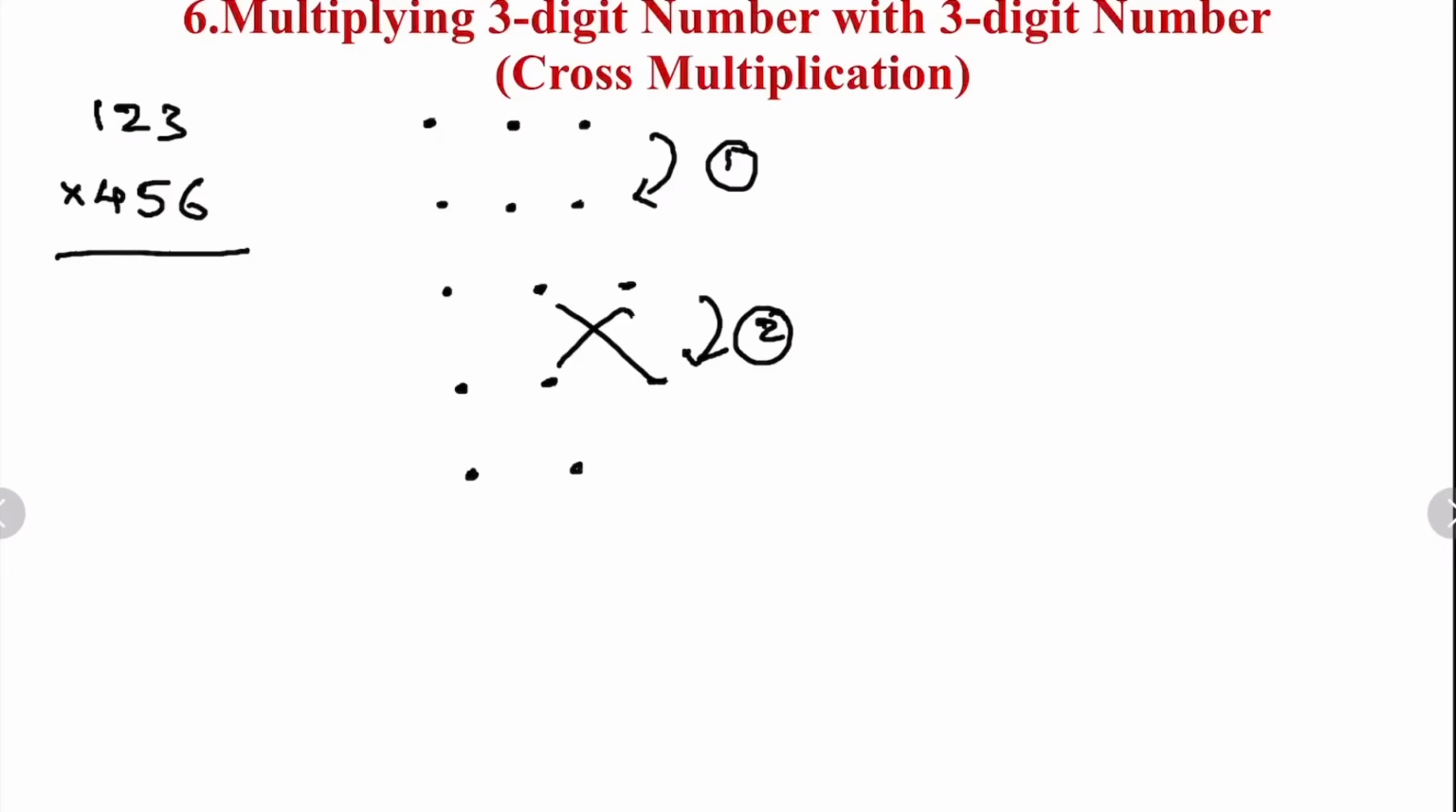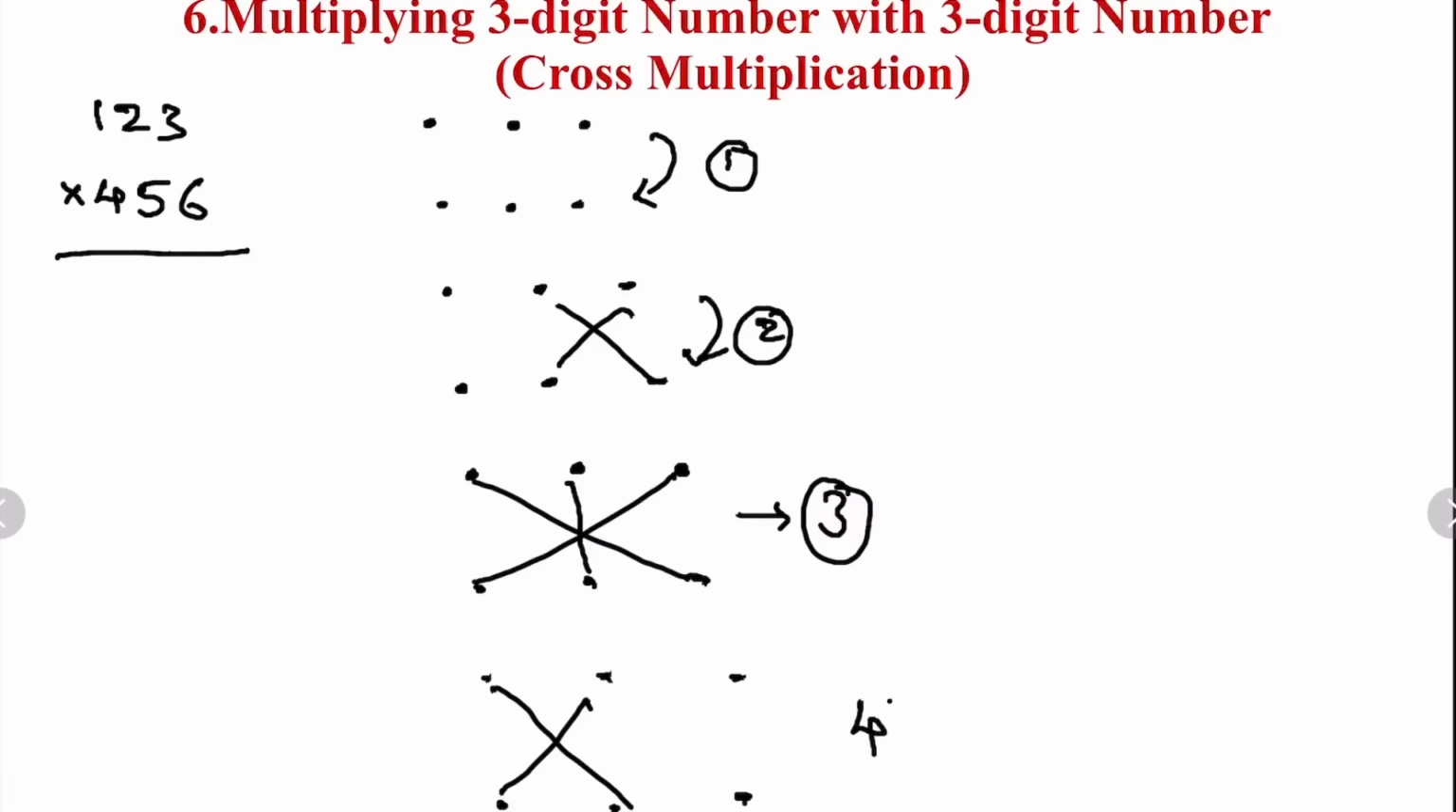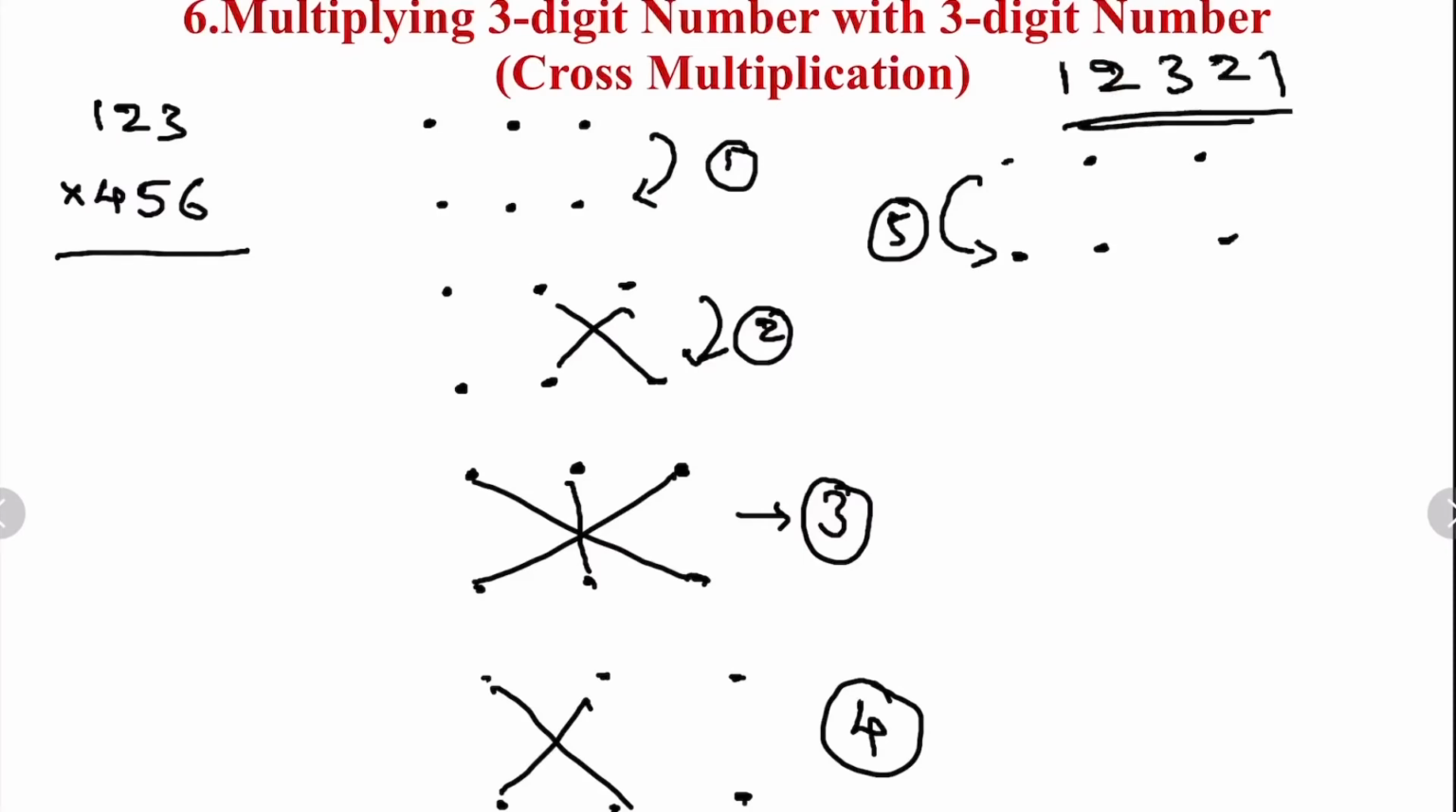Next step, multiply diagonally, then sum of it. This is the third step. This is the fourth step. Then the final step, the fifth step. So if you see here, 1 2 3 2 1 combination. So we will directly go with the example.